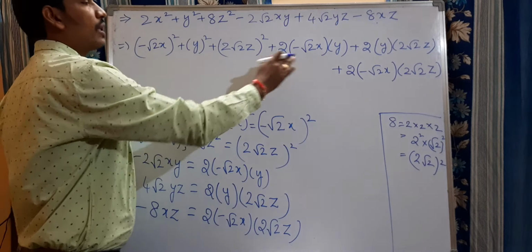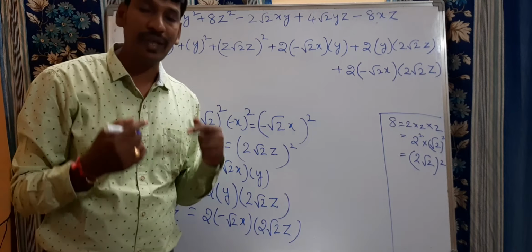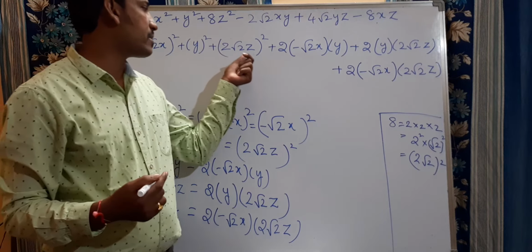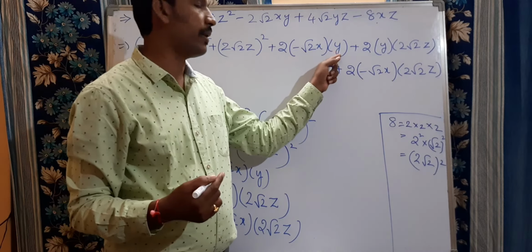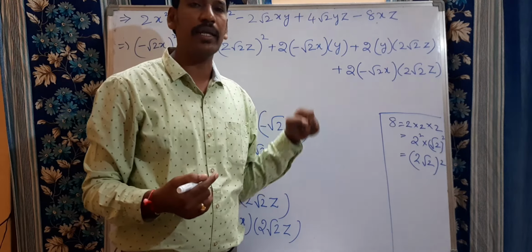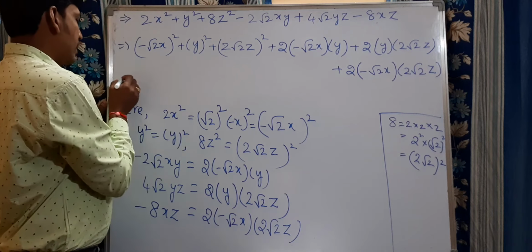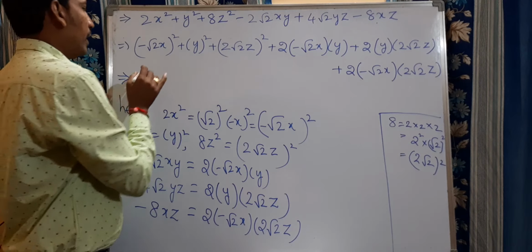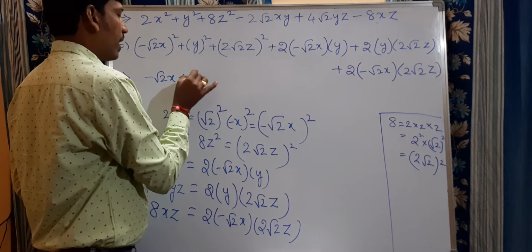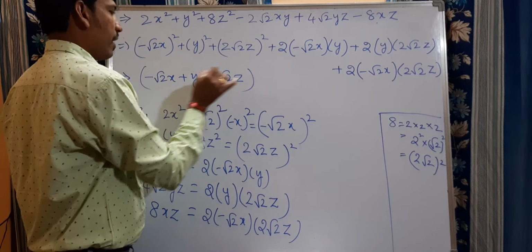So by seeing this total expansion, it can be written as which identity? That is the fifth identity, that is nothing but x square plus y square plus z square plus 2xy plus 2yz plus 2xz is equal to x plus y plus z whole square. Now which implies, here I am going to write this as minus root 2x plus y plus 2 root 2 z whole square.